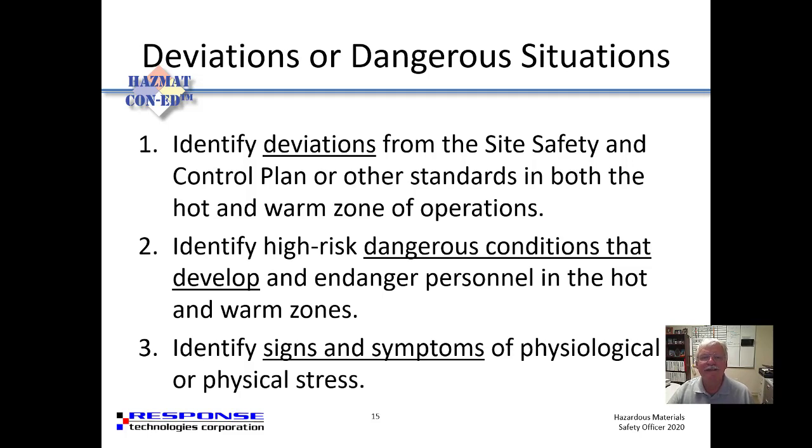One, we want to identify any deviations from the Site Safety and Control Plan or other standard operating procedures or laws and regulations that we're aware of, both in the hot and warm zone of operations. We need to make sure that there are no deviations, that this plan stays in place, that our organizational standard operating procedures stay in place, and so forth. And if we do identify deviations, we need to look at what the impacts of those deviations are and look at possibly taking corrective actions.